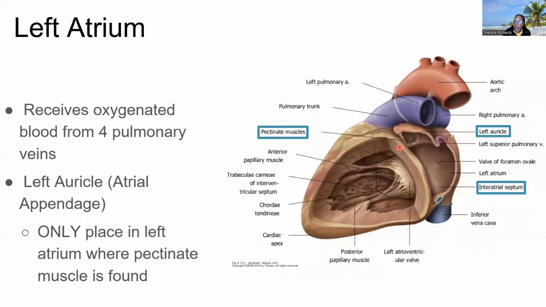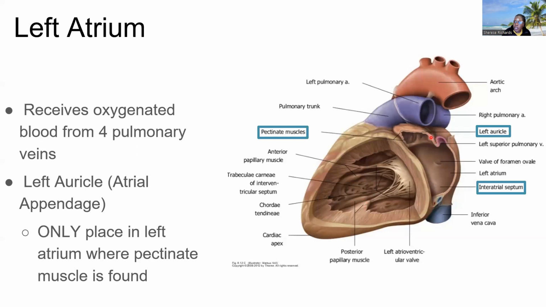All right, so now we're back to the left atrium. Now we have 4 pulmonary veins that are bringing oxygenated blood, freshly oxygenated blood, back to the left atrium. And so that cycle of blood flow will start all over again. So we go from the left atrium, past the mitral valve, and then into the left ventricle, and then out into the aorta. Now the left atrium is associated with this appendage structure called the auricle.